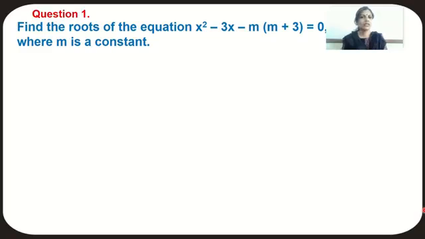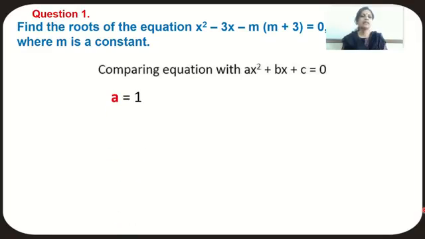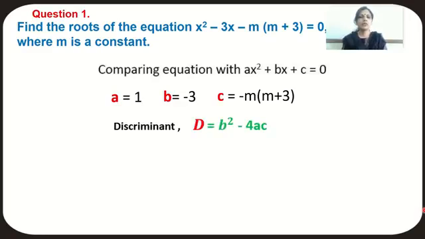So this is the equation given to us, and when we compare it with the standard form, we get the value of a as 1, b is minus 3 and c is minus m(m plus 3). Our first step is always to find the value of discriminant. We will do that. Discriminant is b square minus 4ac and it is denoted by letter capital D. So let us substitute the values. B square is minus 3 the whole square, minus 4 into a is 1 and c is minus m(m plus 3).